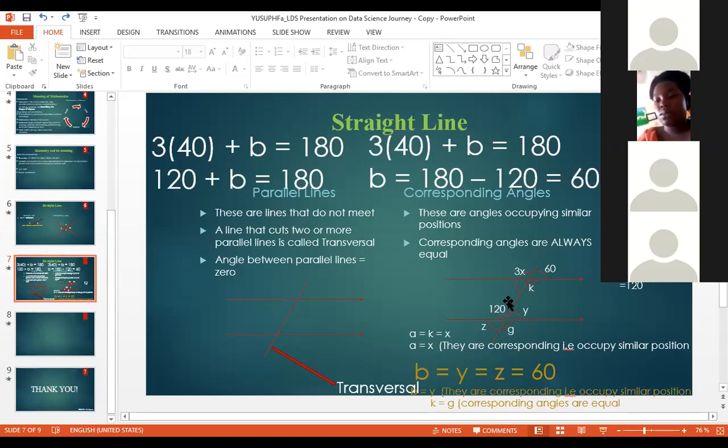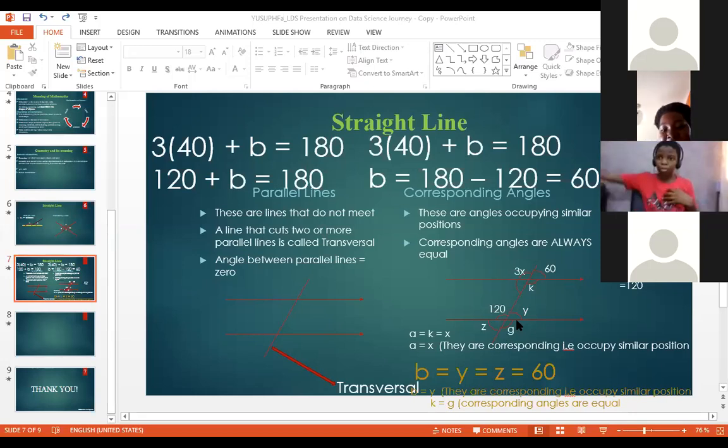Second method, if you go by this transversal line, you can take your right and your left. This is the right, this is the left. To your right, you have what? To your right, here, what angles do you have to your right? We have 120 degrees. No? To your right.